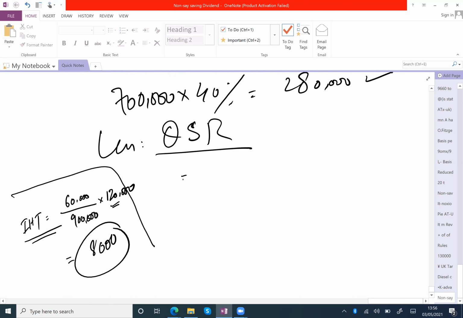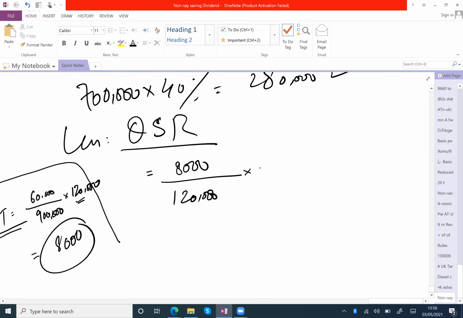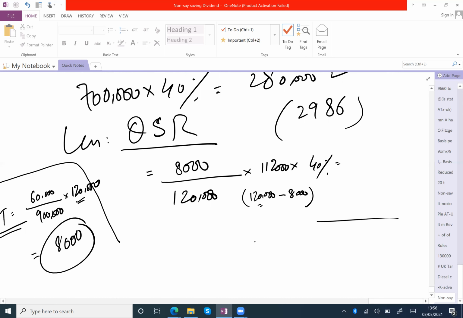So in this question, QSR is equal to IHT paid by donor, 8,000, divided by value of estate, obviously the 120,000 estate he is gifting to Mr. X, into value received. How much is Mr. X receiving? 120,000 total estate gifted to Mr. X minus 8,000 tax paid on this estate, so value received is 112,000, into quick succession relief percentage. In this question, the gap between the two deaths is 3 to 4 years, so 40% QSR is available. So the whole formula equals 2,986 QSR relief, and the remaining IHT payable is 277,013. Clear? After this, the last topic, overseas IHT, I will discuss with you.